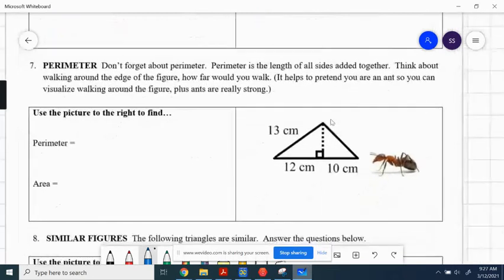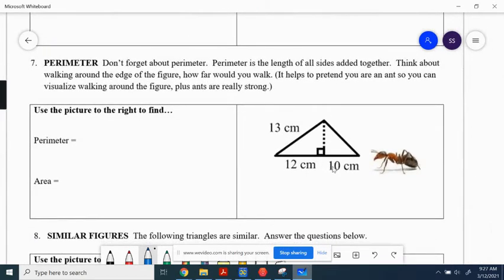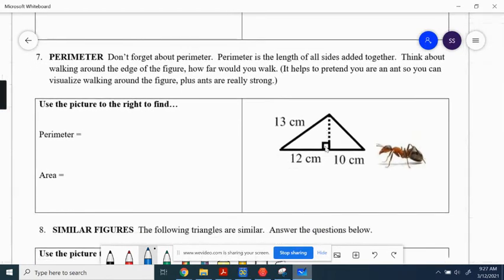All right, 7. Don't forget about perimeter. Remember, perimeter is, if you're putting up a fence, all the distance all the way around a figure. So we need to do some extra stuff for this one. I can't find my area because I don't know the height of this triangle, and I also don't know this length here, which is needed for the perimeter.